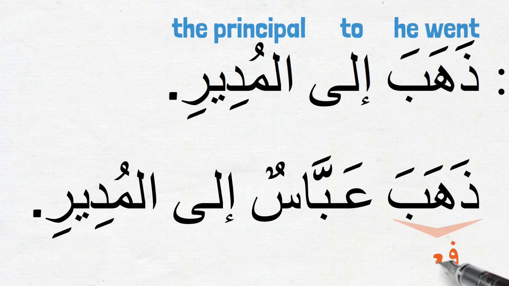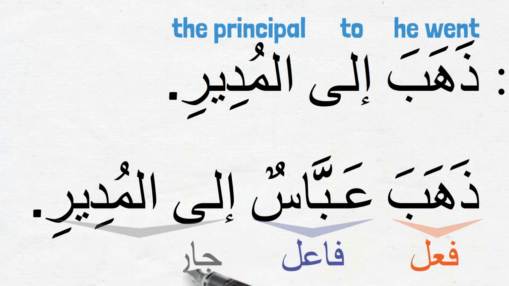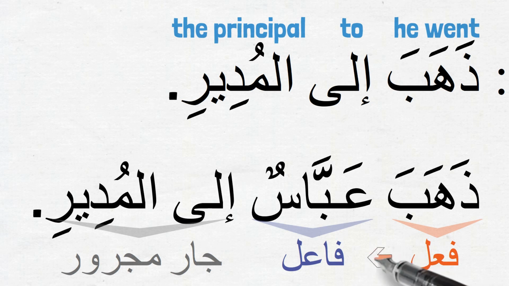It starts with fi'al, then comes the fa'il, and then we see more words like jar majroor here to give additional detail about the particular action. Again, ذهب عباس إلى المدير is Abbas went to the principal. Notice in English, fa'il comes first followed by fi'al. But in Arabic, it is the opposite. That is, fi'al comes first followed by fa'il.